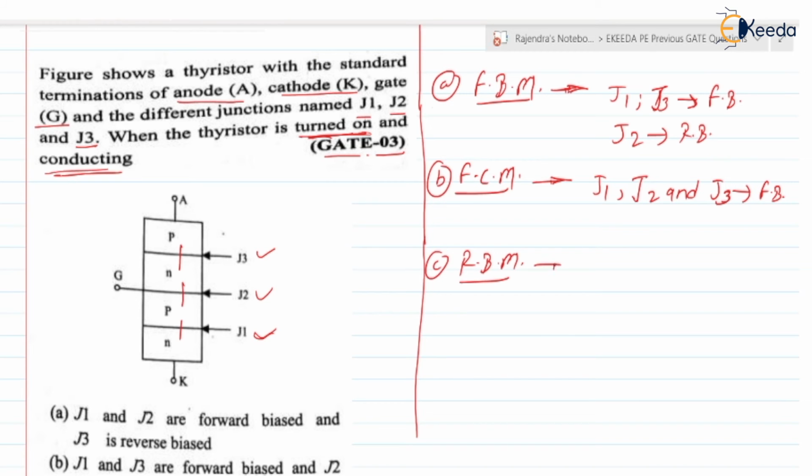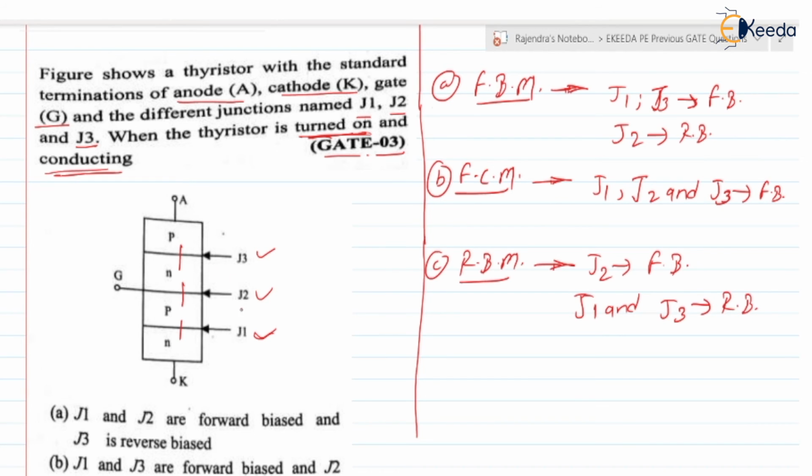In the reverse blocking mode, the anode is at a lesser potential than the cathode. Due to that, junction J2 is forward biased and junctions J1 and J3 are reverse biased.